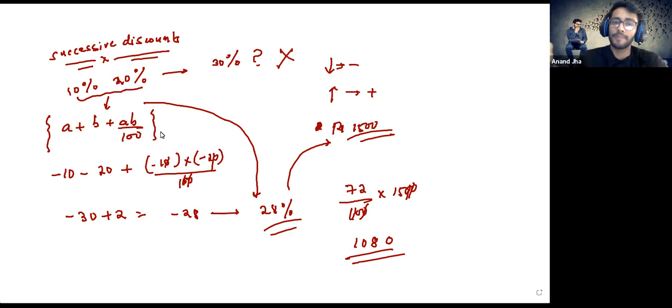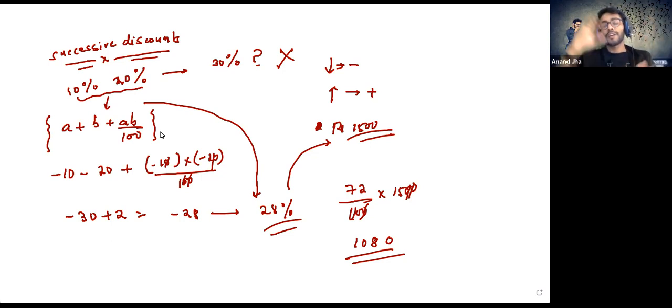So 10%, 20% discount I'm giving. That's why I'm taking the minus sign. Minus 10 indicates a 10% discount. 20% discount means minus 20 plus AB by 100, minus 10 into minus 20 by 100. So what you'll get? Minus 30 plus 2. So this will be equivalent to a 28% discount.